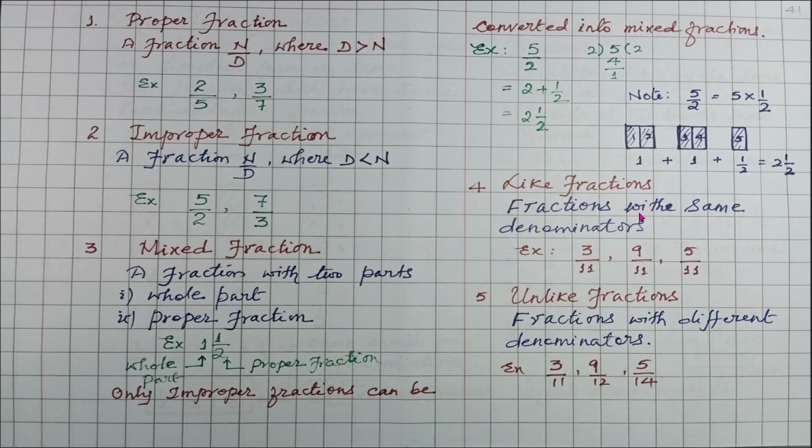Now like fractions. Fractions with the same denominators are called like fractions. Here we have fractions 3 by 11, 9 by 11, 5 by 11. They are all like fractions because the denominator is the same. Unlike fractions are fractions with different denominators. Here 3 by 11, 9 by 12, 5 by 14 are unlike fractions because the denominators are different: 11, 12 and 14.